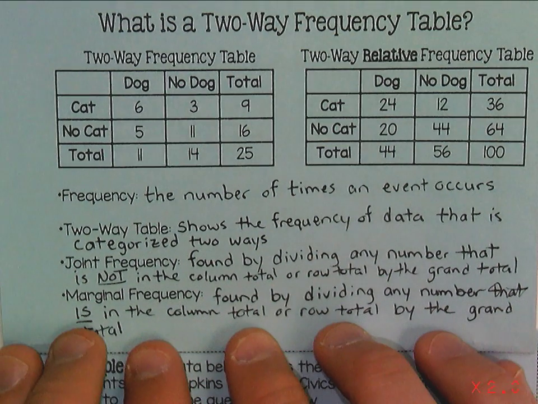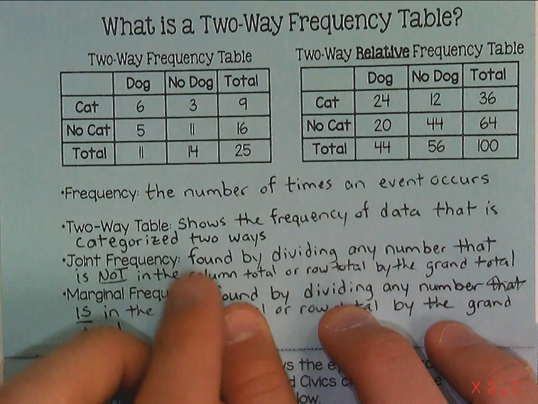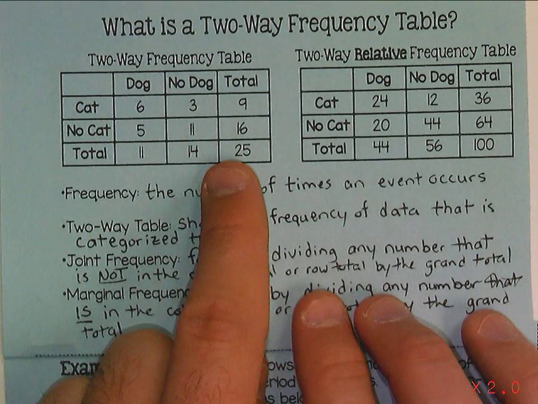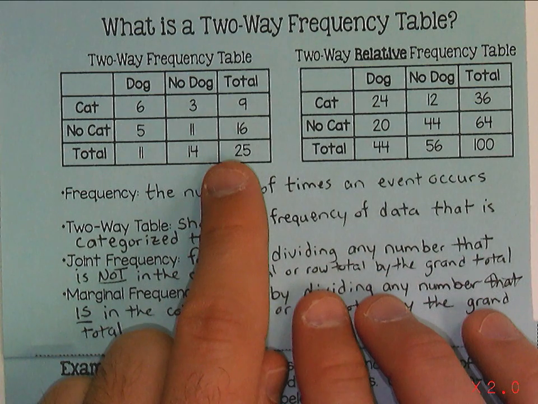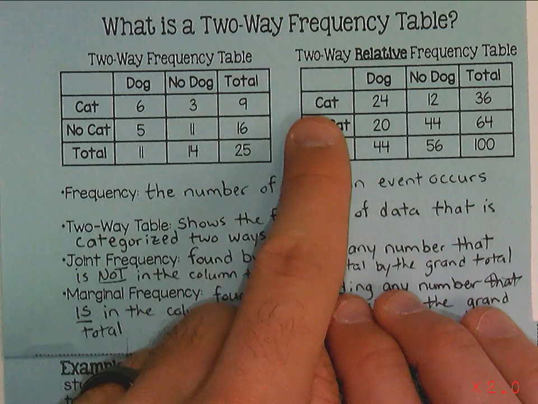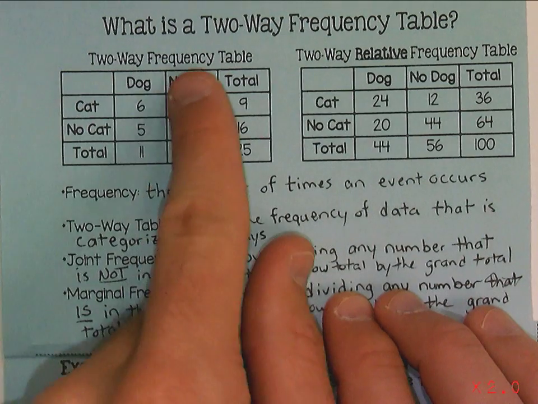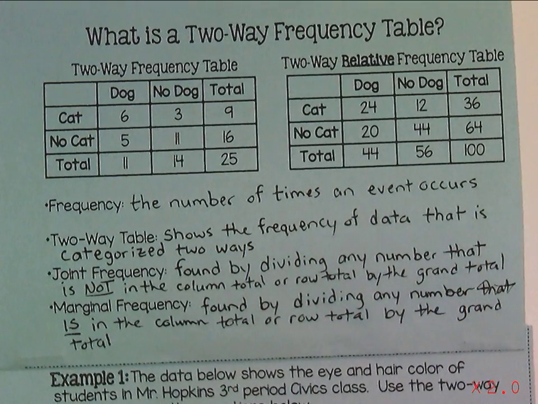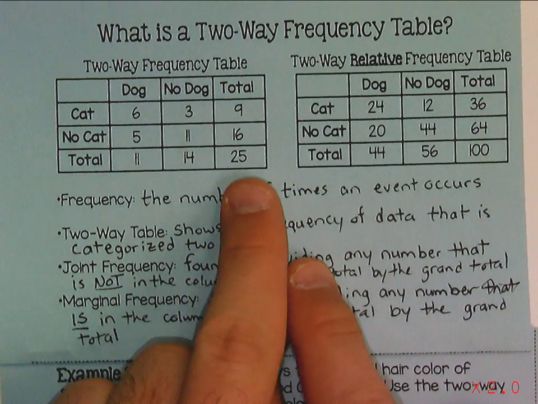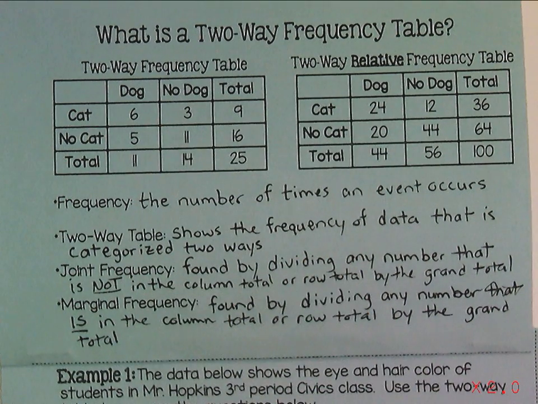Alright, so what is a two-way frequency table? We have two different types of frequency tables. The first one is just a two-way frequency table, and this one looks at just totals of these different criteria that are met. So for instance, there's people who like cats or people that don't like cats, as well as dogs and no dogs. This is just how many times these showed up when a group of people was surveyed. So 25 people, this was the number of occurrences that happened.